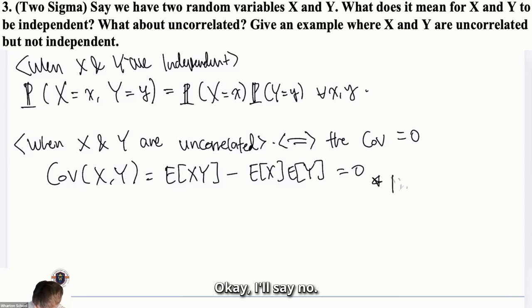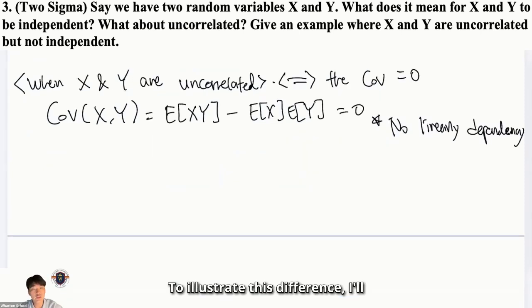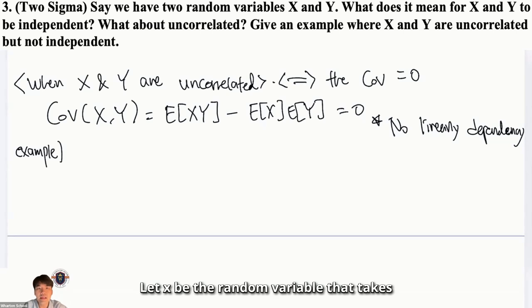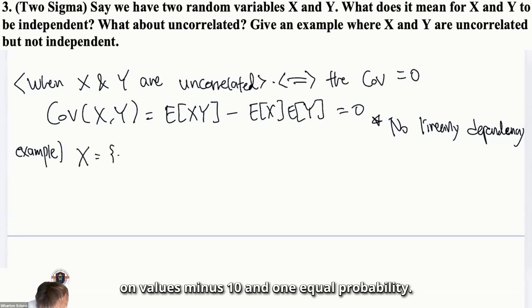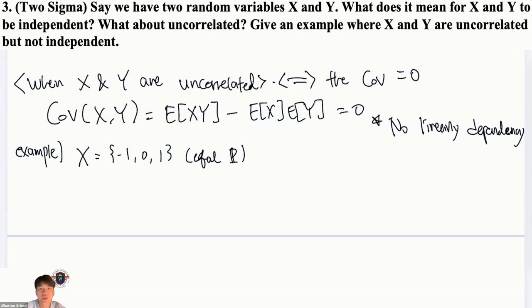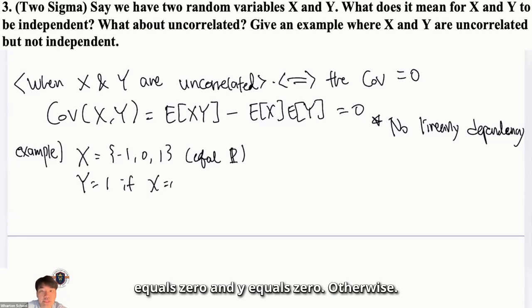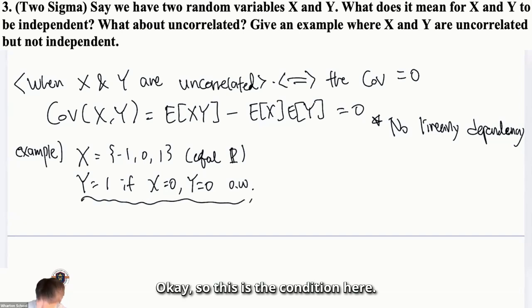Okay, so only no linear dependency. To illustrate this difference, I'll make this example. Let x be the random variable that takes on values -1, 0, and 1 with equal probability. Let's define y equals 1 if x equals 0, and y equals 0 otherwise. Okay, so this is the condition.